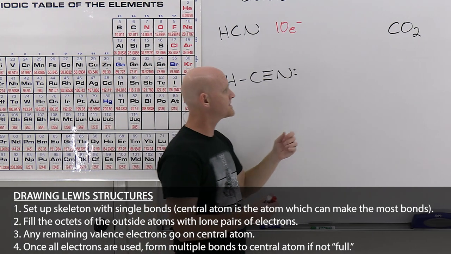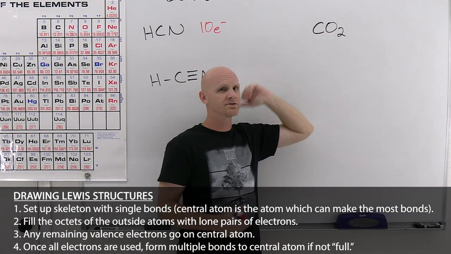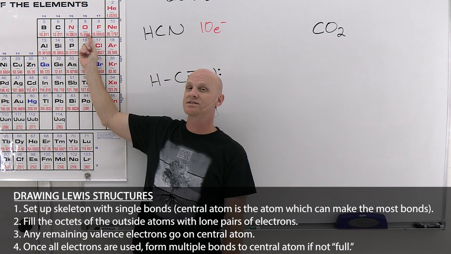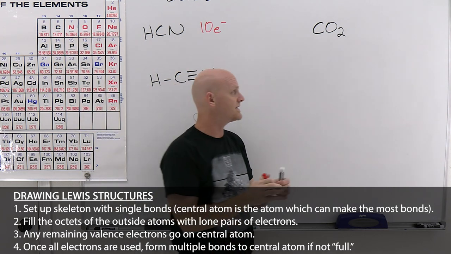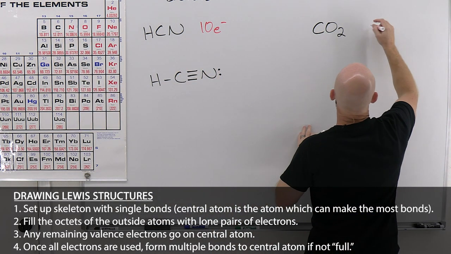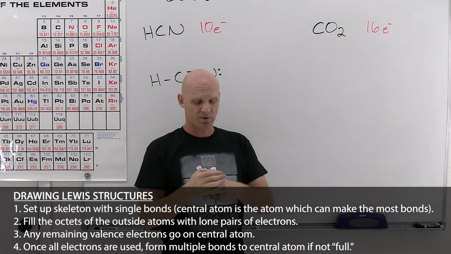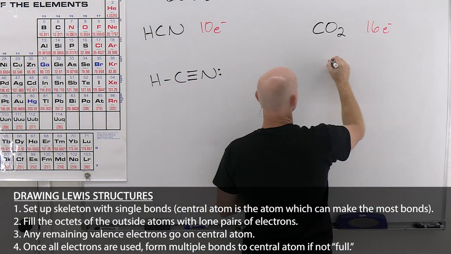Okay, so moving on to CO2 here. Let's just start with those valence electrons. Carbon's got 4. Each of the two oxygens has 6 each. 6 times 2 is 12, plus 4 is 16 valence electrons. Carbon's less electronegative, so we'll definitely put him in the middle. He can make more bonds.